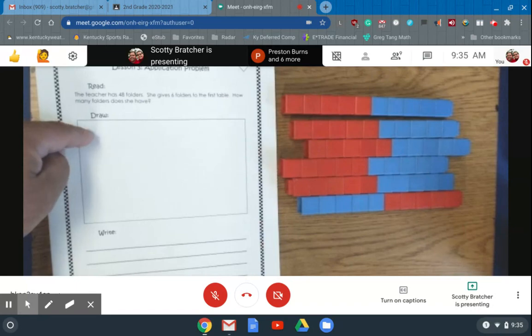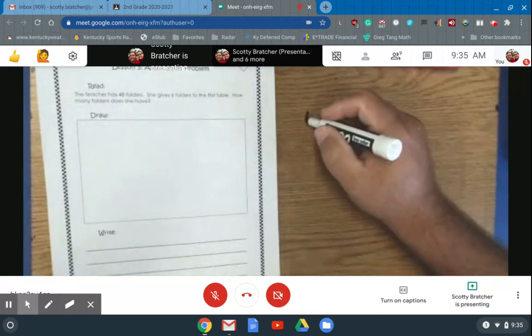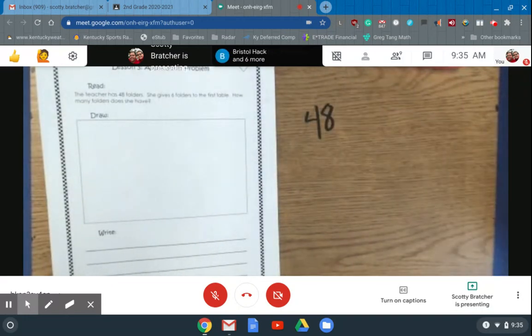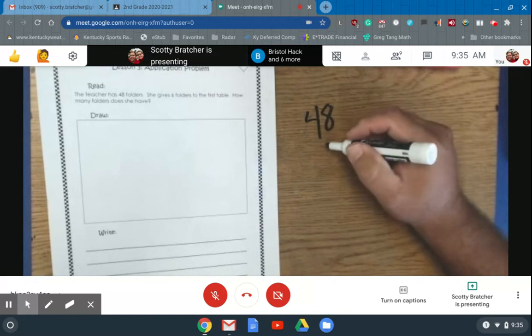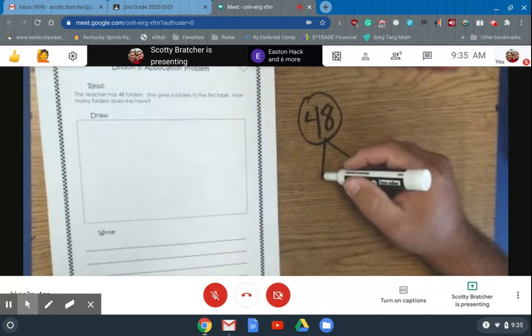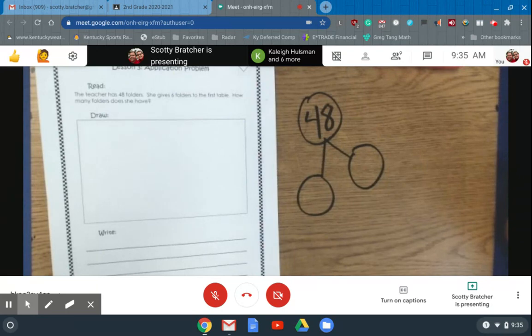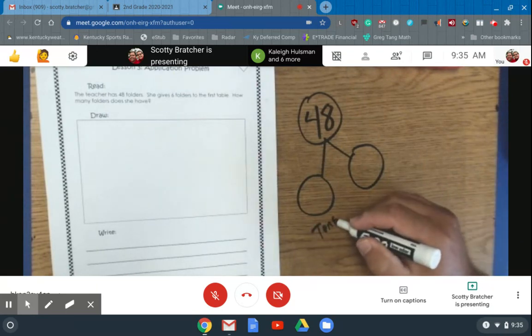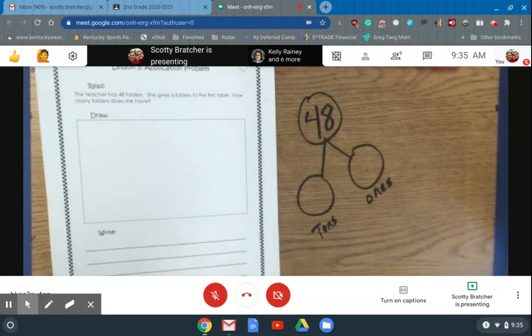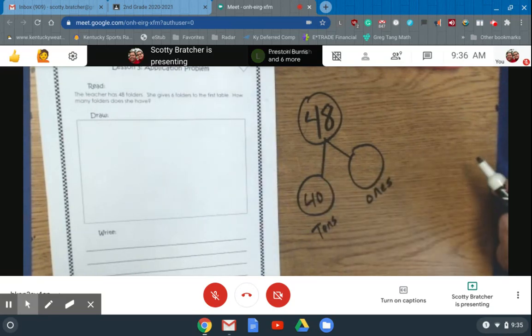All right. I see people with me. All right. So, 48. So, I got 48. If I decide to make a number bond with 10s and 1s, here's my 48. I got a part here and a part here. What would be my number bond if these are 10s and these are 1s? Okay? Jace? It would be 40. And then 8 more.